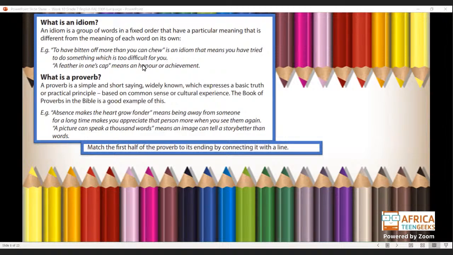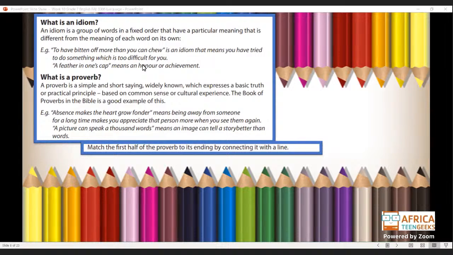A proverb is a simple short saying that expresses the truth of something, and it has a literal and a figurative meaning. This is actually a good example: the book of Proverbs in the Bible is a good example of what a proverb is. So, absence makes the heart grow fonder. Literally, that is true. But it can also mean being away a long time from a person makes you appreciate them more. A picture can speak 1,000 words. In other words, an image can tell a story better than words. Okay, so there you have your examples.